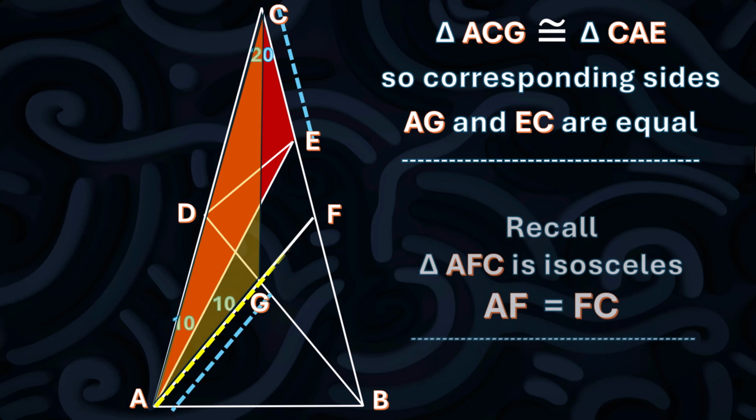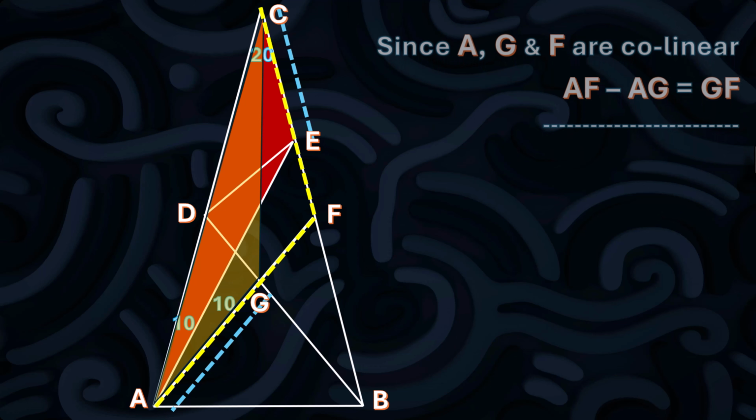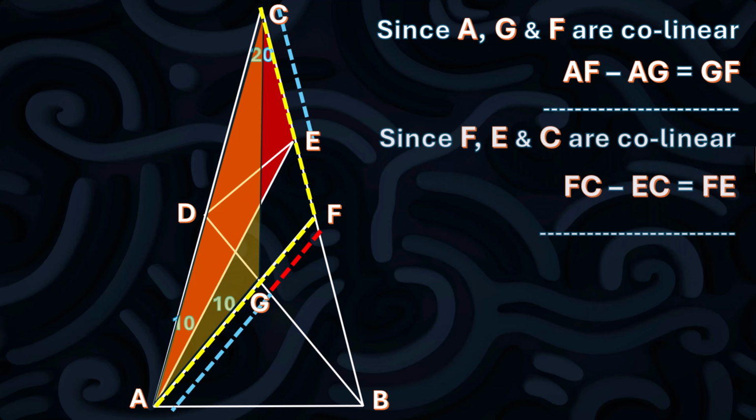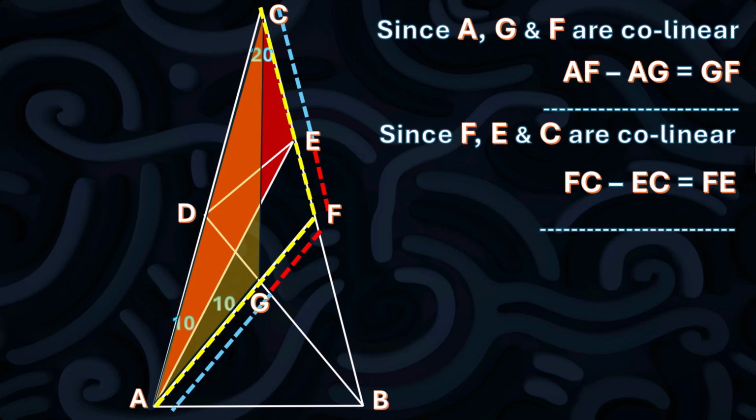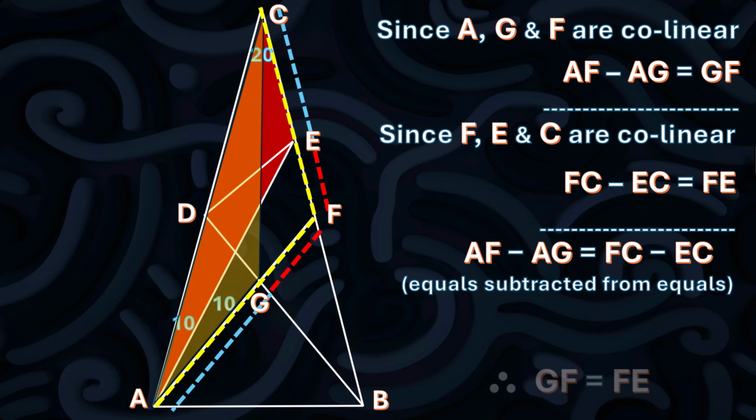But we've also just discovered that AF equals FC. So A, G and F are collinear. AF minus AG will equal GF. F, E and C are collinear. FC minus EC equals FE. Remember that AF equals FC, so AF minus AG equals FC minus EC. Equals subtracted from equals, and therefore GF equals FE.